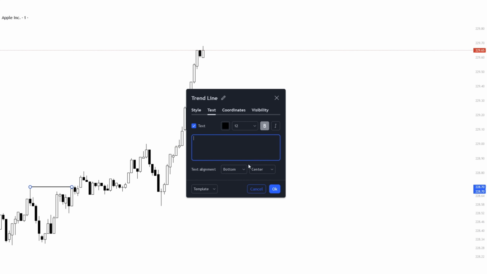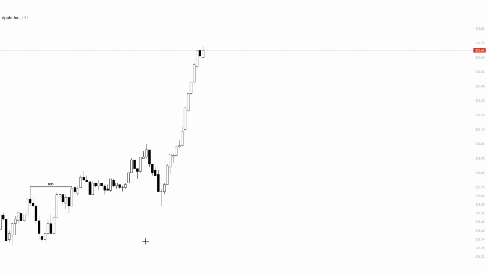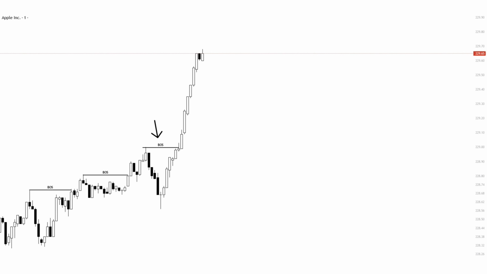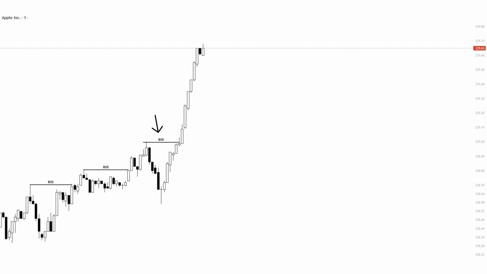Now the validation itself in uptrends comes from bullish breaks of structure, and we meet multiple breaks of structure. The first one happens after the price breaks the last highs, then breaks again the last highs, forming another bullish break of structure. Then again, another one shortly after, and the last one is the most important one right here, because it's the closest to the most recent price movement.